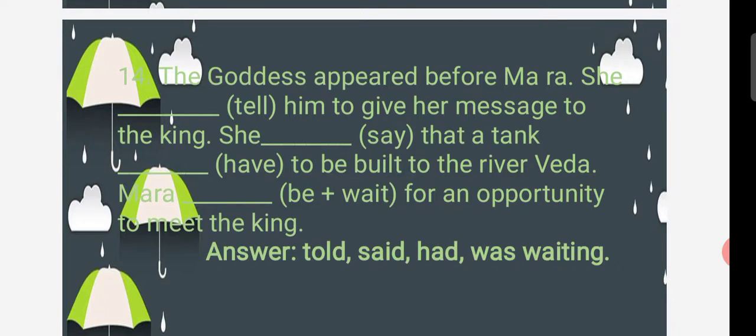Next question. The goddess appeared before Mara. She dash him. Now past tense you have to use. Tell past tense, told him to give her message to the king. She say, say past tense, said. So she said that a tank, have past tense, had to be built to the river Veda. Mara be past tense was, wait, ing you have to use. Whenever be comes, ing you should remember, was waiting for an opportunity to meet the king.